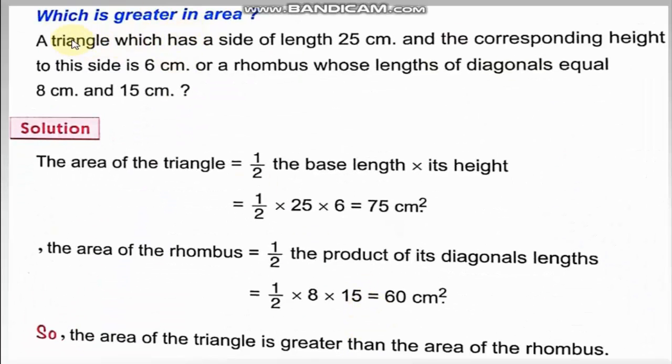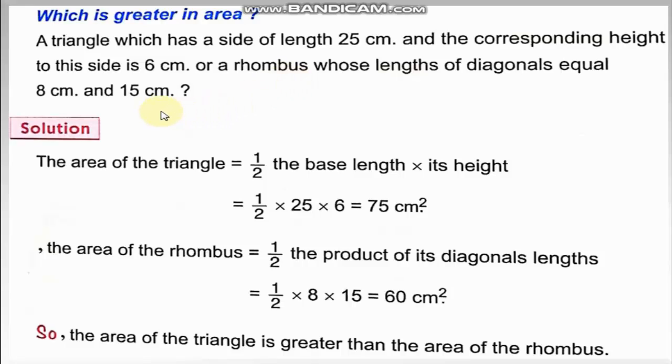Which is greater in area? A triangle which has a side length of 25 centimeters and the corresponding height to the side is 6 centimeters, or a rhombus whose diagonal lengths equal 8 centimeters and 15 centimeters.